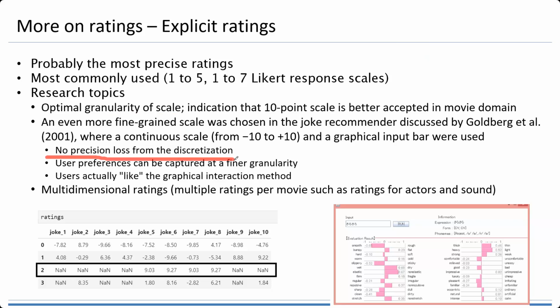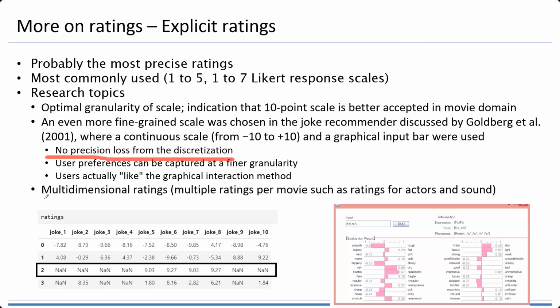And users actually like the graphical interaction method. So if you give the user this graphical input, the user tends to give the rating. But of course, it is difficult to ask the user to give this rating because it is too complex. The usual user likes to give a rating only like this. It's easy. That's the issue.